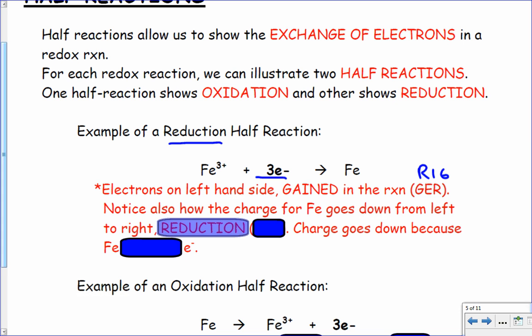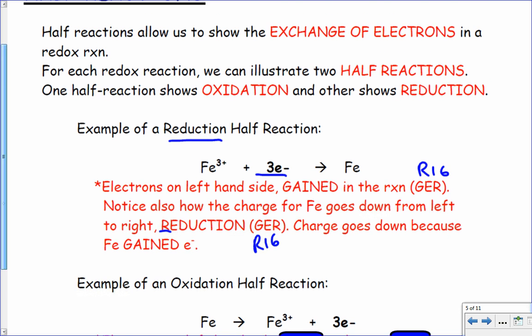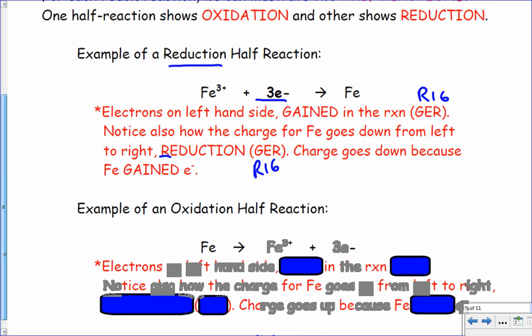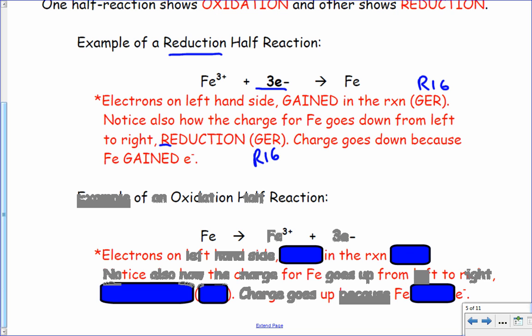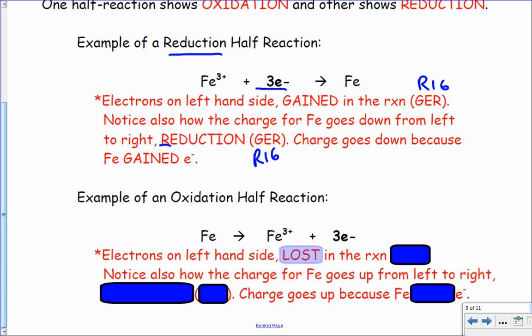So that's where I get my R. Rig and GER have the R in it. Okay. Let me write the rig again because I like oil rig better. Charge goes down because Fe gains electrons. Reduction is gained. An example of an oxidation half reaction is the Fe going to Fe3+ plus 3 electrons. Now I lose them because they are on the product side.